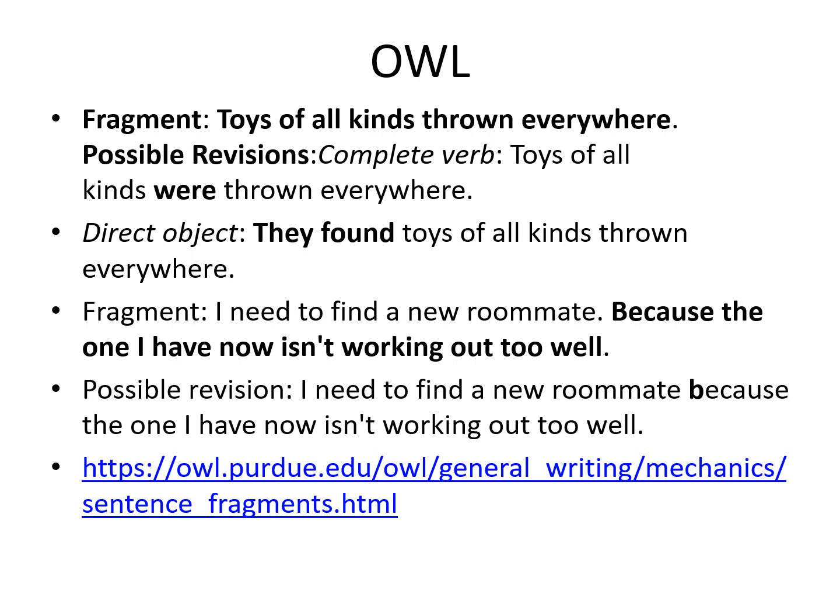And in the second example, "I need to find a new roommate." And then the second one starts with a dependent word: "because the one I have now isn't working out too well." Very obvious, the possible revision would be to delete the full stop and make one sentence out of these two: "I need to find a new roommate because the one I have now is not working out too well." And here I've given the URL also, so you can click on it and go to the original Online Writing Lab.